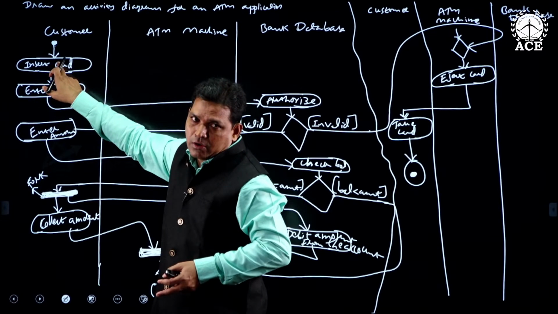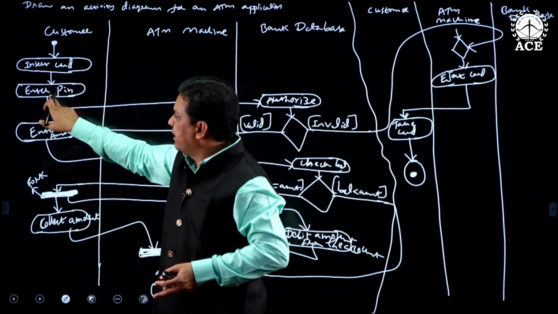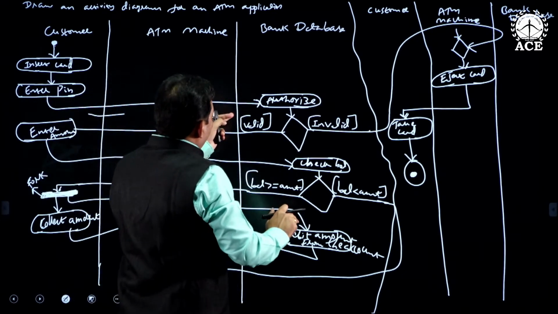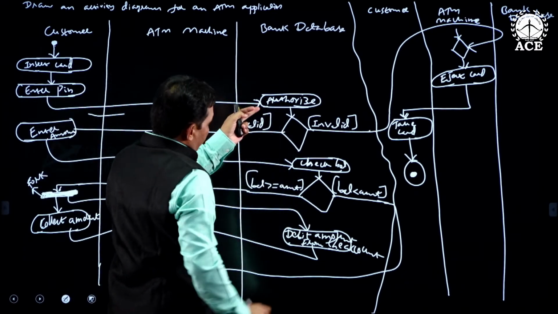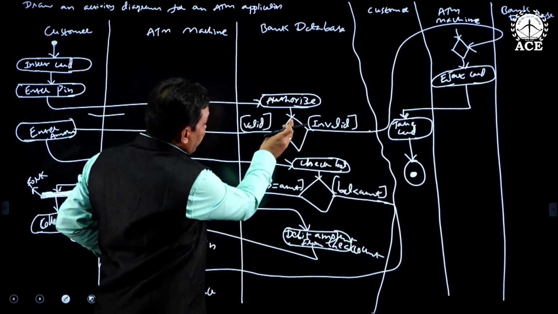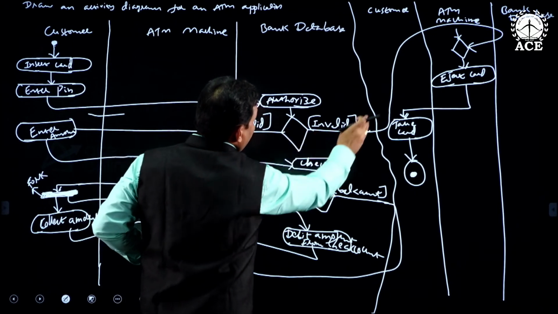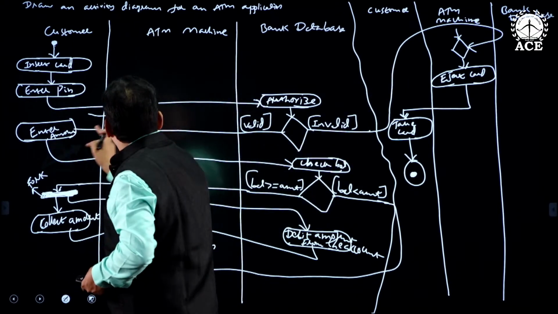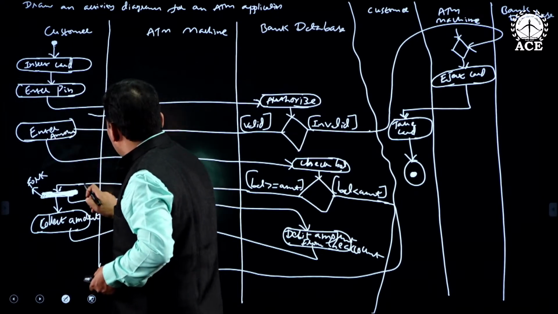Inserted card, card was valid. Now enter the pin. Whether the entered pin is valid or not is authorized with the bank database. Here a condition takes place: the entered pin is valid. If it is invalid, the card will be ejected. If it is valid, what will happen here? The ATM machine will ask the customer to enter the amount.